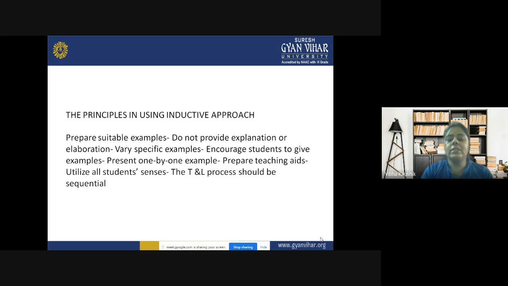Prepare teaching aids. The teacher has to prepare the particular teaching aids to teach that particular topic to the students. Utilize all student senses. These multi-senses should be used by the teacher to teach that particular concept to the students. The teaching and learning process should be sequential, means it should be in a proper order, in a proper sequence.